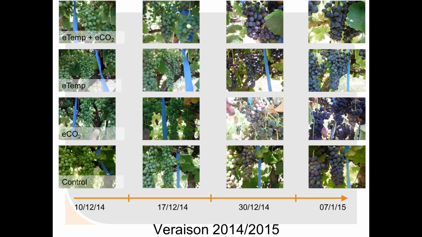For veraison, a similar pattern. We're seeing earlier veraison happening in our elevated temperature treatments. We're starting to get colour here in our elevated temperature, but we still have green berries in our control and in our carbon dioxide only treatment. And then here, once we've got full colouring in our elevated temperature treatments, we've still got green berries in our controls.